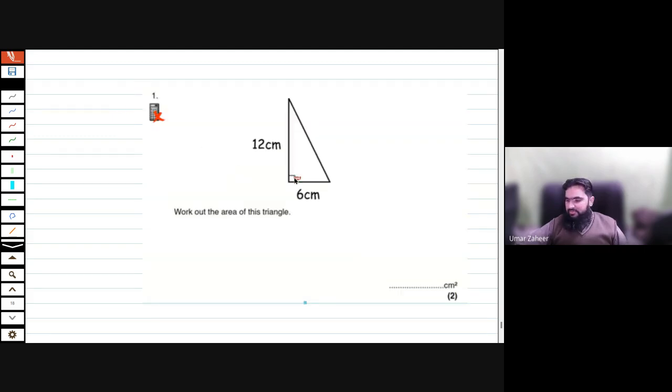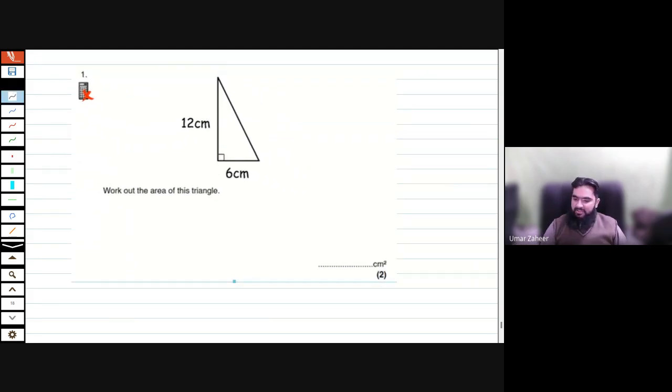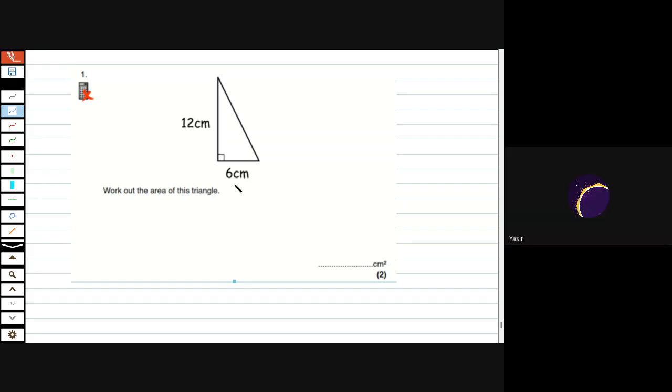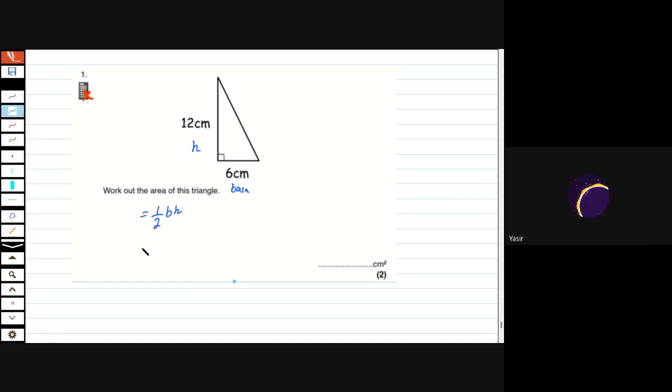So now we have question number one, in which you have to find the area of a triangle. How can we find it? The base is 6 centimeters and the other side is the height, because they both have a 90-degree angle, or simply it's a right angle triangle. So the area of a triangle is equal to 1 by 2 multiplied by base and height.